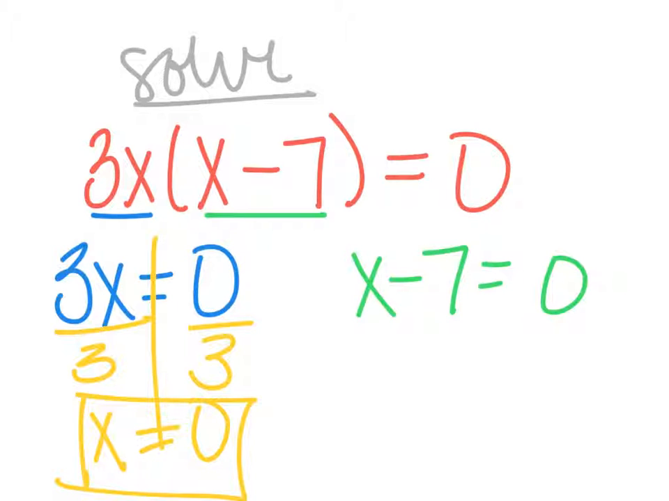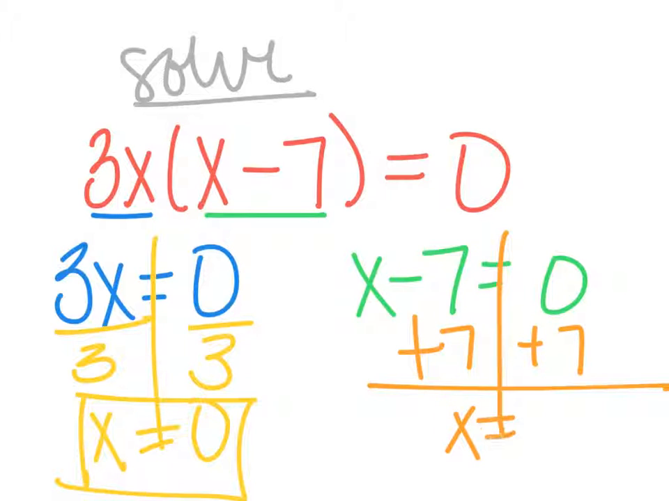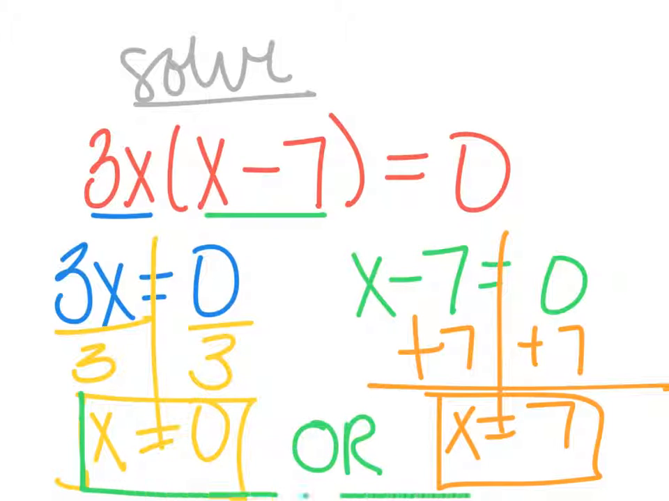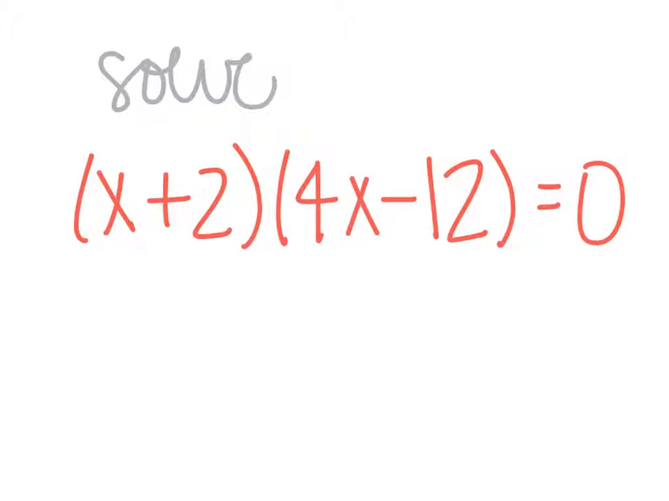Then I have to do the same thing for the other one, x minus 7 equals 0. To get x by itself here, I'm going to add 7 to both sides, and I get that x equals 7. So that's my second option. For this problem, if x equals 0 or if x equals 7, then the whole problem is going to equal 0.